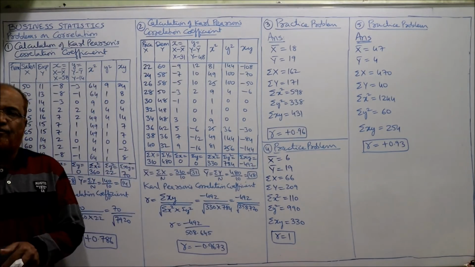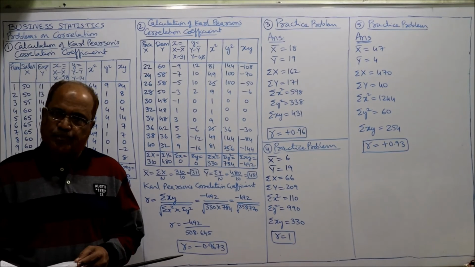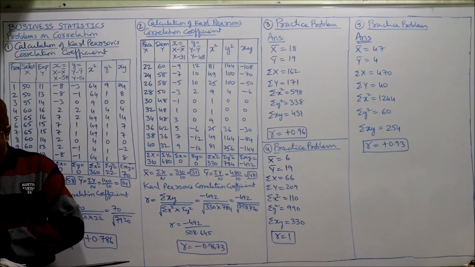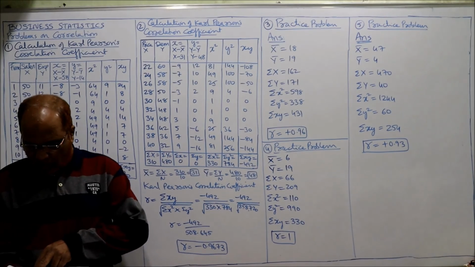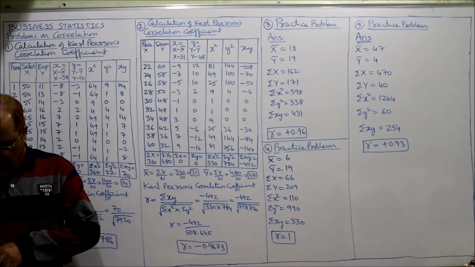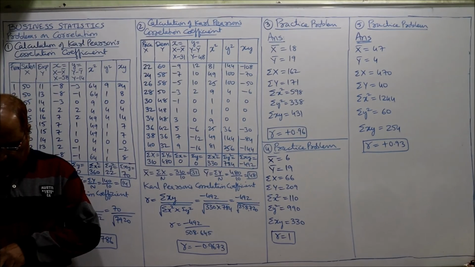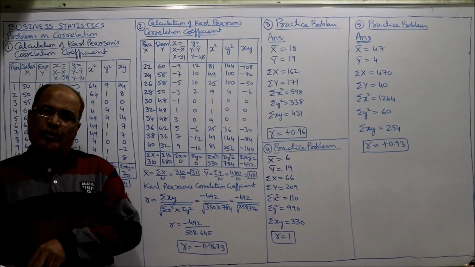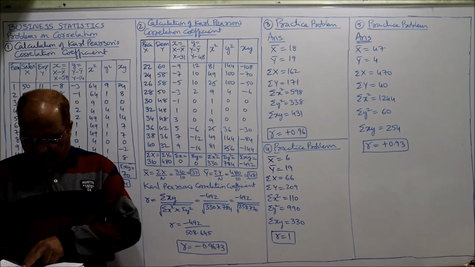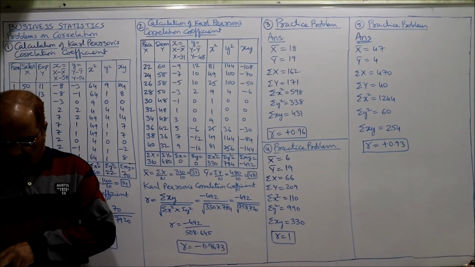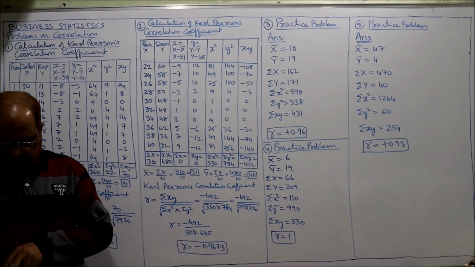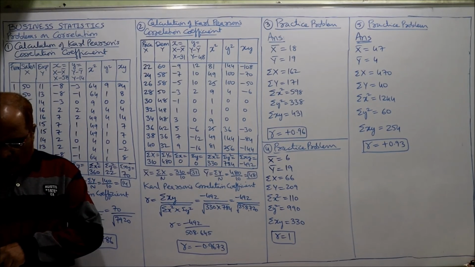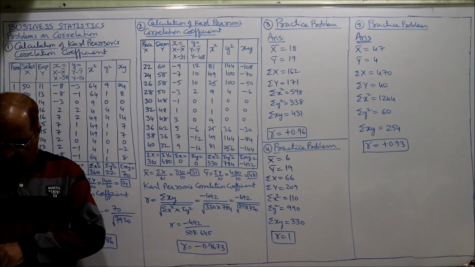Now, see problem number 5. This is also a practice problem. Fifth problem. The following data relate to the age of 10 employees and the number of days on which they reported sick in a month. Age is given in the problem as X: 28, 32, 38, 42, 46, 52, 54, 57, 58, 63. Sick days: 0, 1, 3, 4, 2, 5, 4, 6, 7, 8.